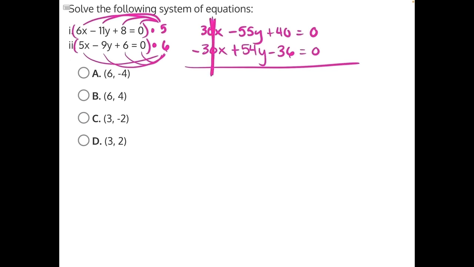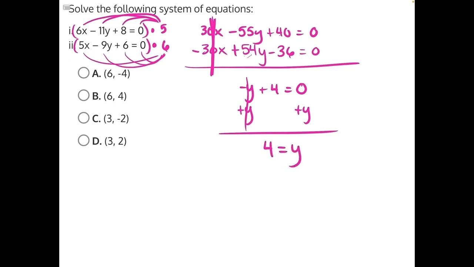Then we'll have negative 55y plus 54y will leave us with a negative y. 40 minus 36 will give us 4. So negative y plus 4 will be equal to 0. Then we'll just need to do opposite operations to isolate y. We'll add y to both sides, and that will give us 4 is equal to y. And there's only one answer choice with the y value 4. That's answer choice B.